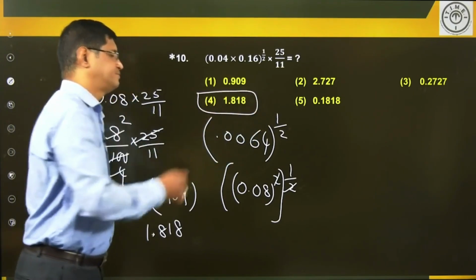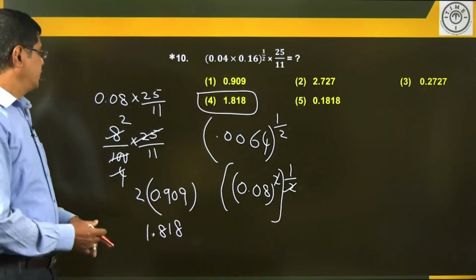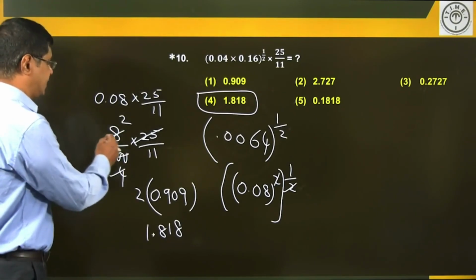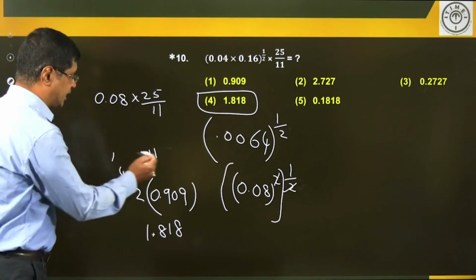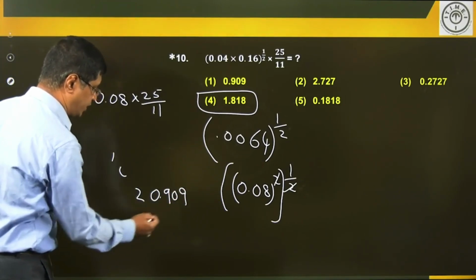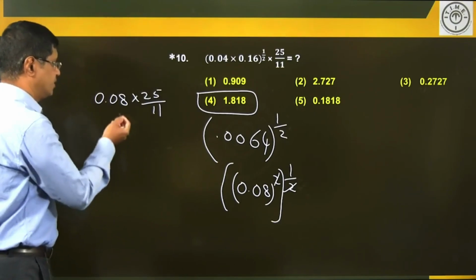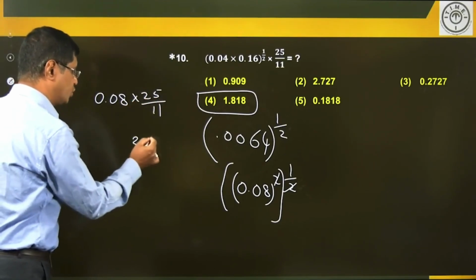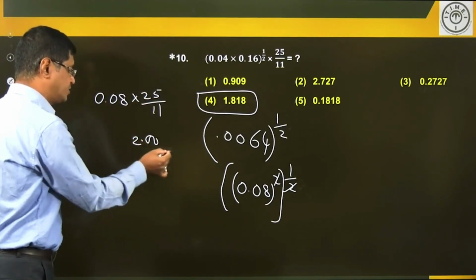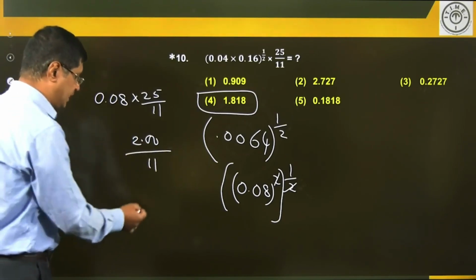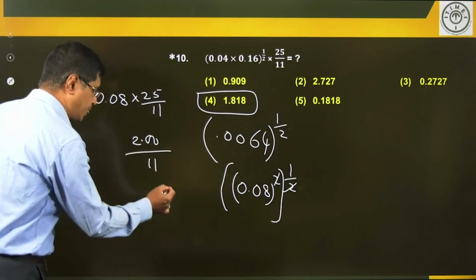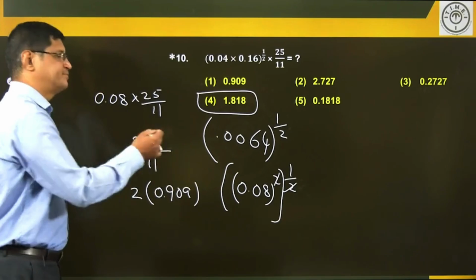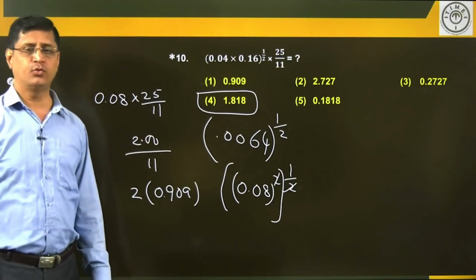Option number 4. Dear students, if you are good at calculation, now here you can answer the question just by solving the 8 times of 25, that is 200. So, decimal is there. After how many places? 8 into 25, that is 200. So, after 2 places decimal, the remaining is 2 by 11. 1 by 11 means 0.909 into 2. That is the answer. 1.818.